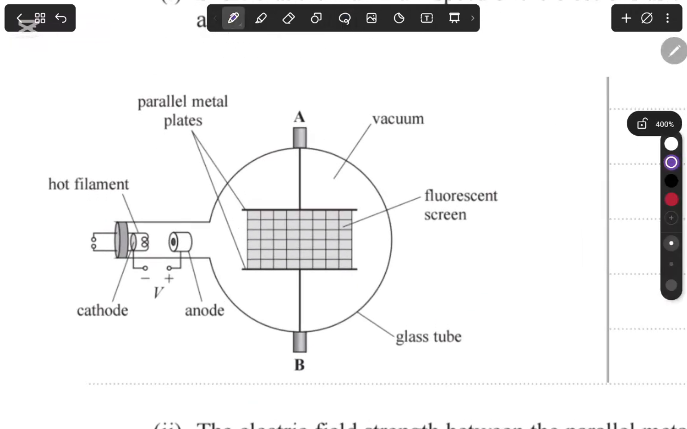So remember, the cathode is negatively charged and the anode is positive. And the electrons come out from the hot filament lamp. And when they come out, they're going to gain kinetic energy. They're going to accelerate. And then they're going to have a maximum velocity once they leave the anode. So we just have to calculate how much kinetic energy they gained. And then from that, we can calculate the velocity using the formula, half mv squared.